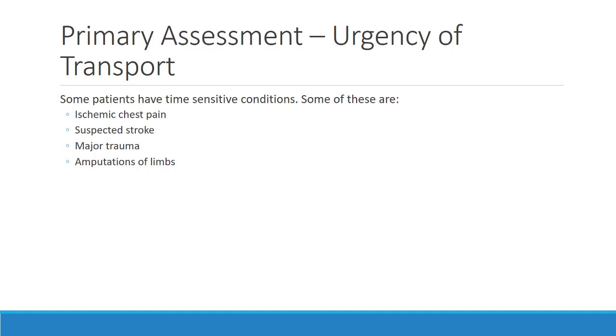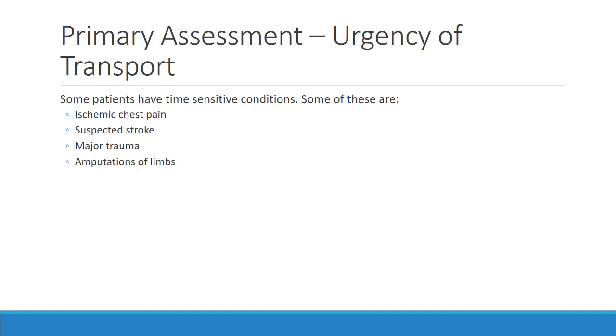Some patients have very time-sensitive conditions. Some of these are ischemic chest pain. Ischemic chest pain is when there's a blockage in a coronary artery and the heart isn't getting enough oxygen, so it becomes ischemic. So it is important that these are time-sensitive patients. We want to begin treatment, but we also want to get them moving along to the hospital or to intercept with paramedic care when possible.